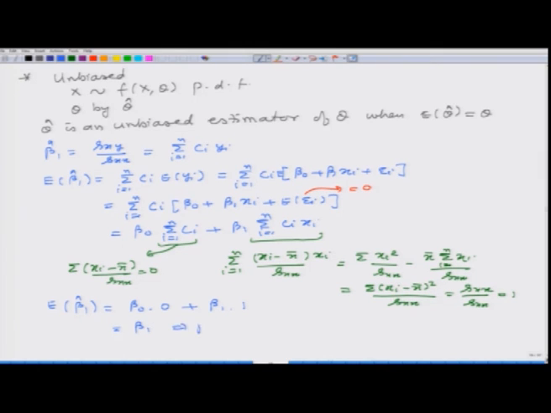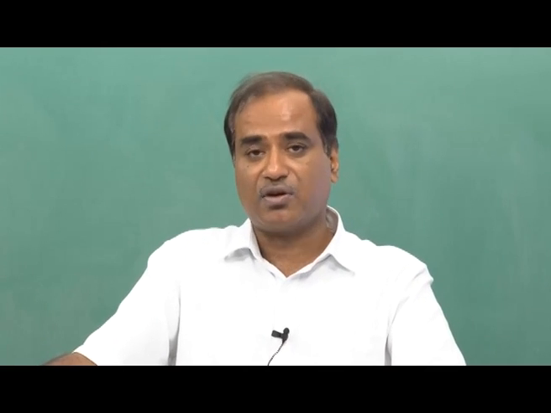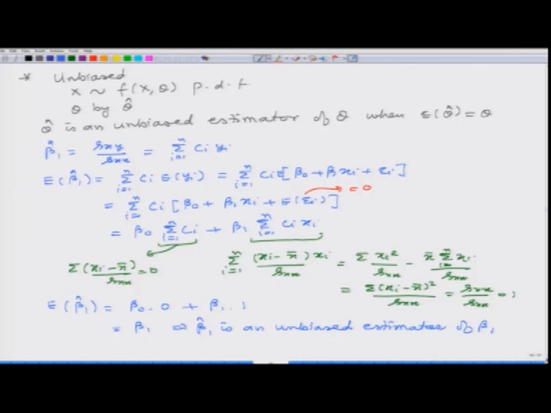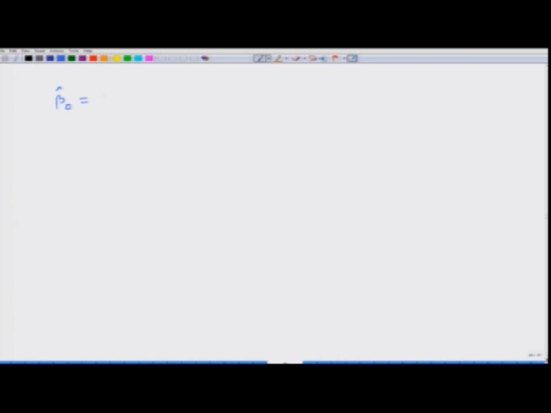So this implies that beta 1 hat is an unbiased estimator of beta 1. Right. Now we have a reason to be happy, because the estimator that we obtained on the basis of the principle of least squares by using the available observations turns out to be an unbiased estimator. Next, we try to find out whether beta 0 hat, which we obtained as y bar minus beta 1 hat x bar, is an unbiased estimator or not.